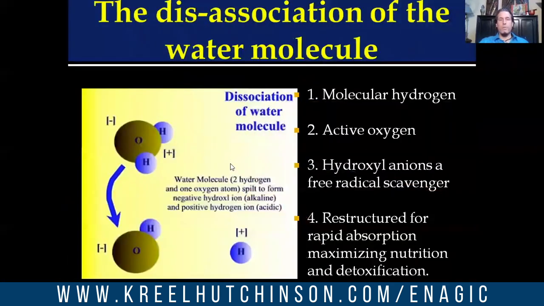Excellent. Hypochlorous acid first starts off with a dissociation of the water molecule. When water is dissociated with a large electric current, you basically separate hydrogen and hydroxyl anions. This releases molecular hydrogen, active oxygen, hydroxyl anions in a water that's been restructured for rapid absorption.